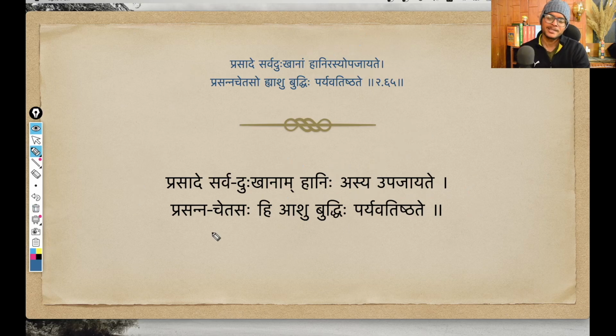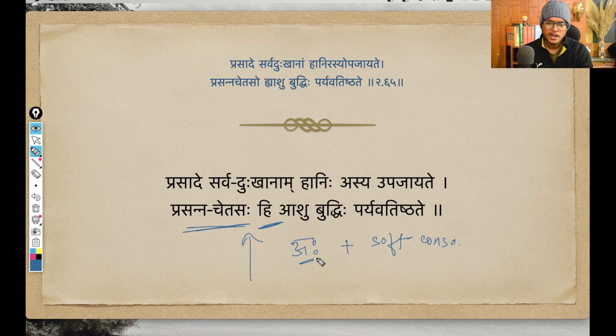Then in the second line we can spot the Sandhi between Prasanna Chetasaha and Hi. What is this Sandhi? An aha is followed by a soft consonant, right? Prasanna Chetasaha. In the end you have this aha which is followed by ha, a soft consonant. So what is this Sandhi? Visarga changes into U, and that is Uttva Sandhi.